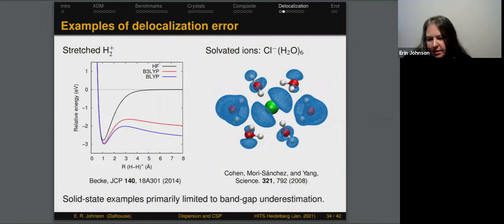The second example is a case of what's known as density-driven delocalization error, where the electron density predicted by a GGA method itself is qualitatively incorrect. The example here is a solvated chloride anion surrounded by six water molecules. One would expect the majority of the charge to be localized on the chloride. Instead, in a GGA calculation, the excess electron is spread out over the entire system, delocalized between the chloride and all of the water molecules. So while these examples of delocalization error are well known for gas-phase calculations, very little is known about delocalization error in the solid state beyond the well-known problem of band gap underestimation.